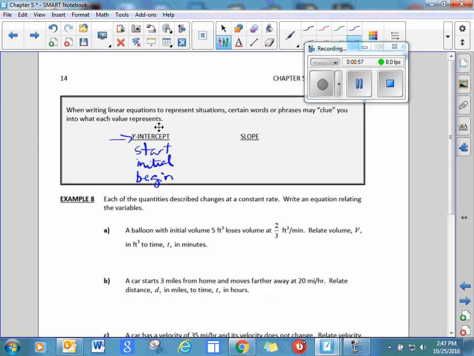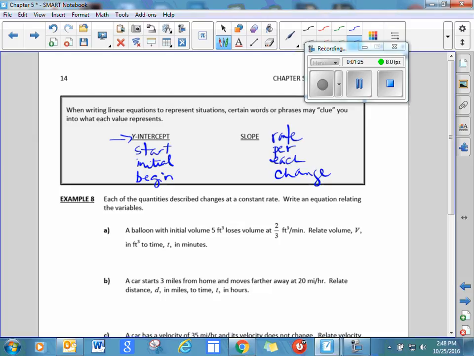And then to represent the change, the rate of change, sometimes you see the word rate, sometimes you see the word per. Those are our units, so much per minute, so much per hour. You see the word each, that's a unit rate indicator. And then, of course, the word change itself is an indicator for slope.